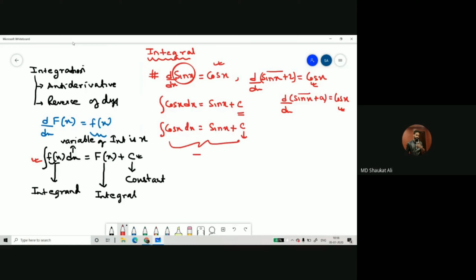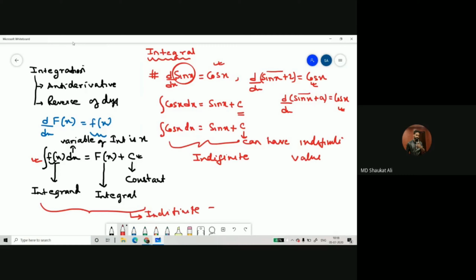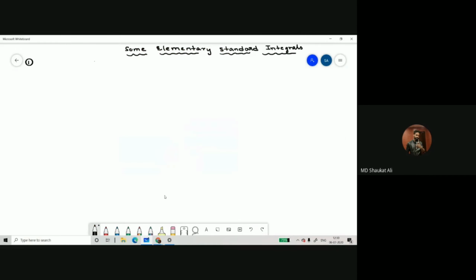So this becomes indefinite, isn't it? Because c can have any value, indefinite value. Am I clear? So this entire thing is your indefinite integrals, because we have an indefinite number of solutions because of the constant. Am I clear? Now look at some elementary standard integrals which we can know if we know the differentiation of a function.